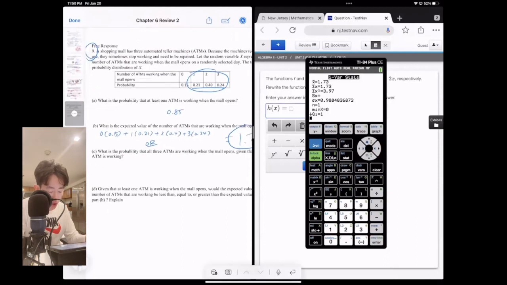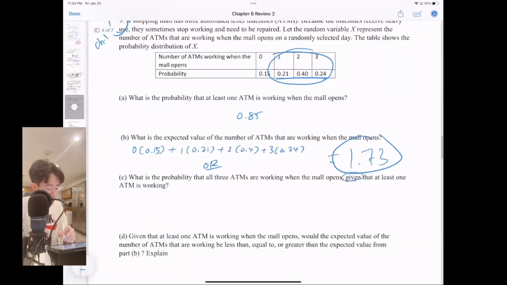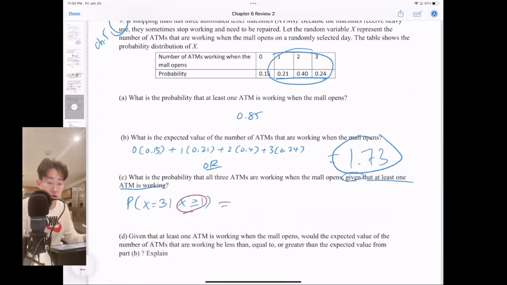What is the probability that all 3 ATMs are working when the mall opens, given, hey, conditional probability, given that at least one ATM is working? So it's kind of like X is all 3, given that X is greater than or equal to 1. So what that means is you want to find the probability of X greater than or equal to 1 and put that as your denominator, which is answer choice A.